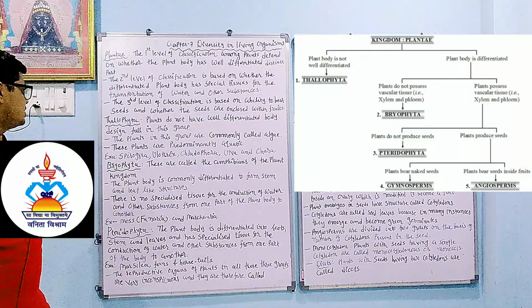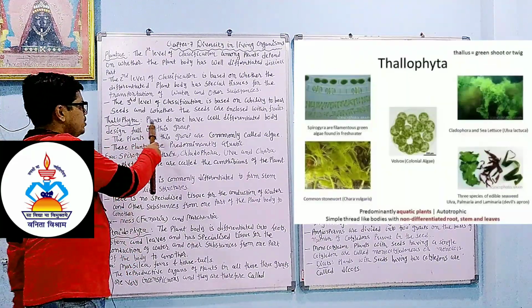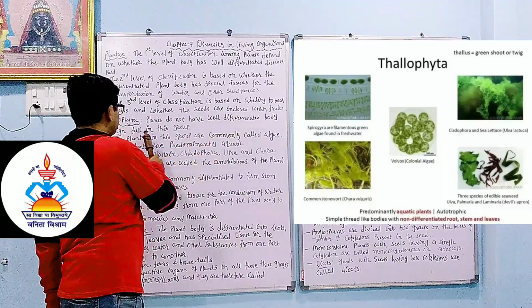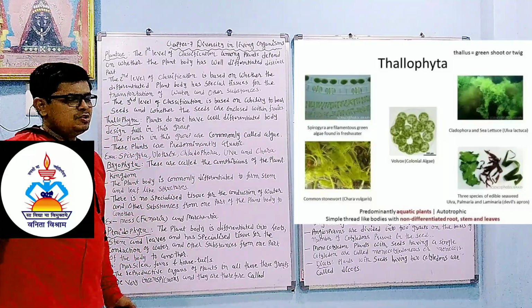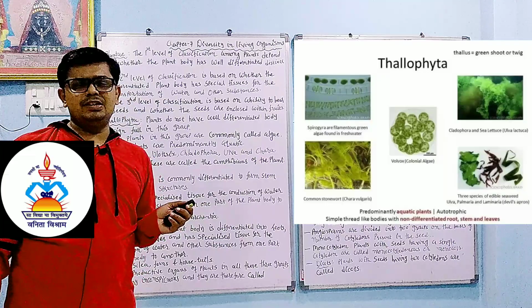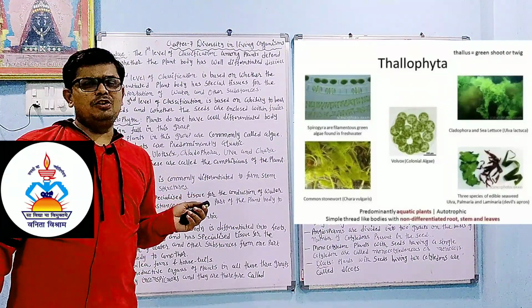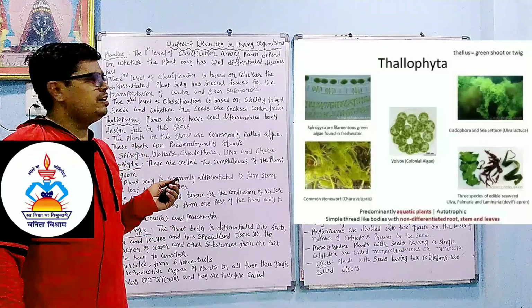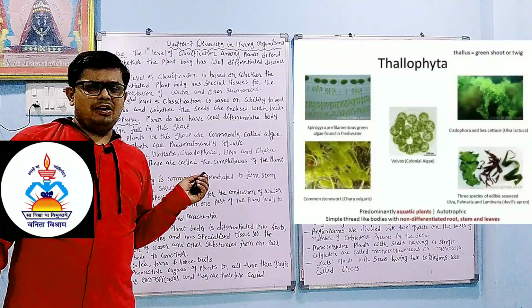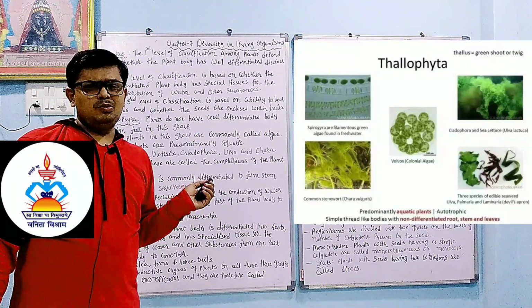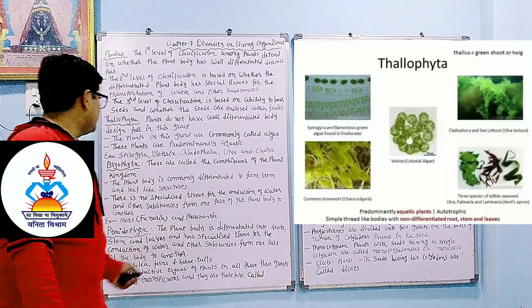Dear student, first we will start with the Thallophyta. Plants that do not have a well differentiated body design fall in this group. So here the well differentiated body design is not there, meaning we cannot distinguish whether leaf, root or stem is present.